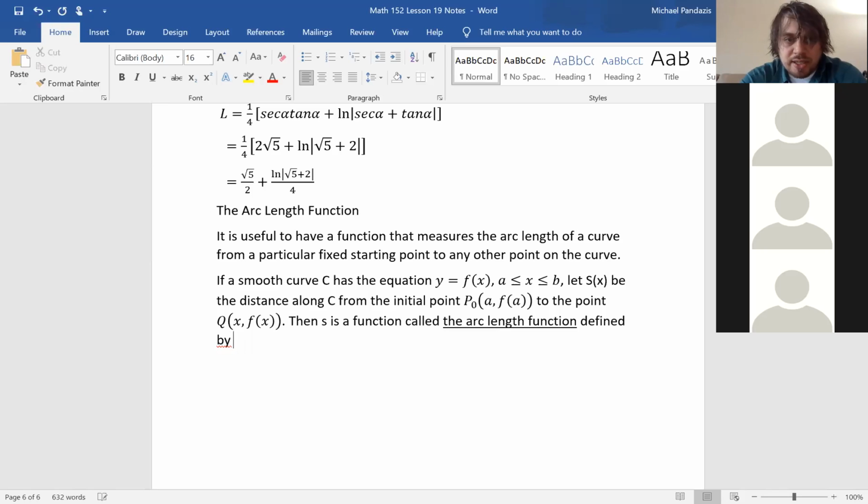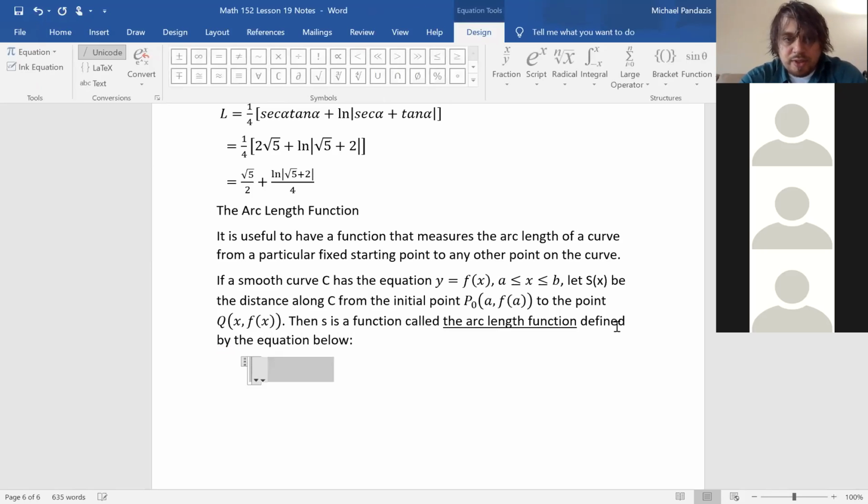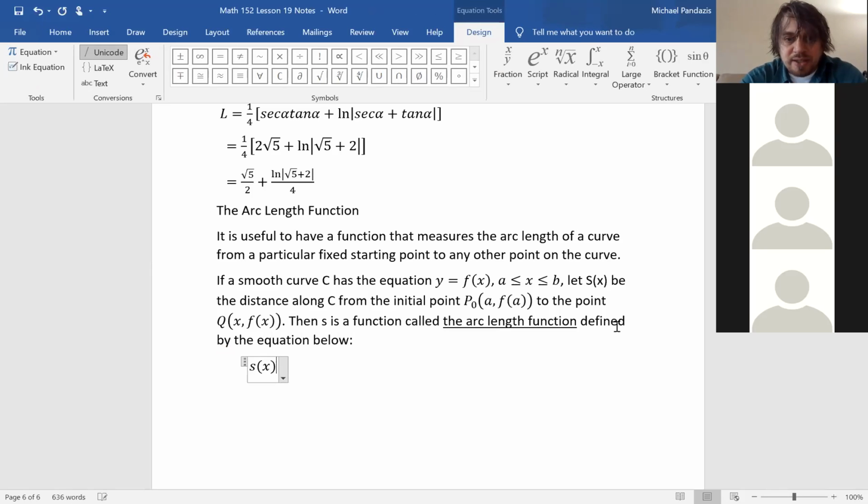Defined by the equation below. Okay, so it's defined by S of x is equal to the definite integral from a to x of the square root of 1 plus f prime of t squared dt.